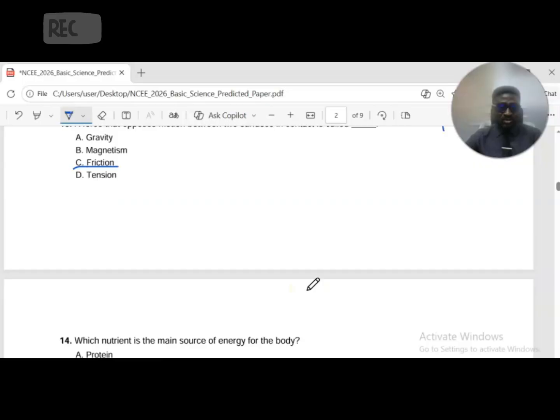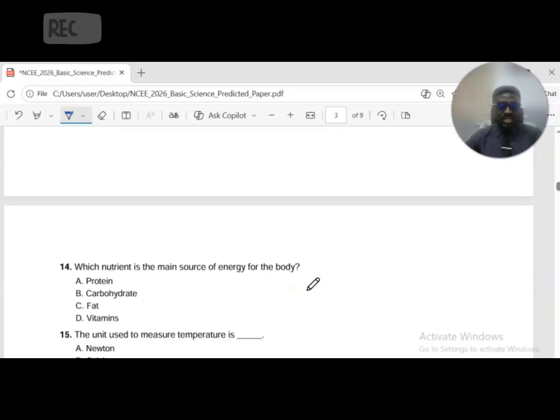Let's go to question 14. Which nutrient is the main source of energy for the body? This is talking about the classes of food. How many classes of food do we have? Oh, I thought I had 6. Yes, that's from previous knowledge, but we currently have 7 classes of food.